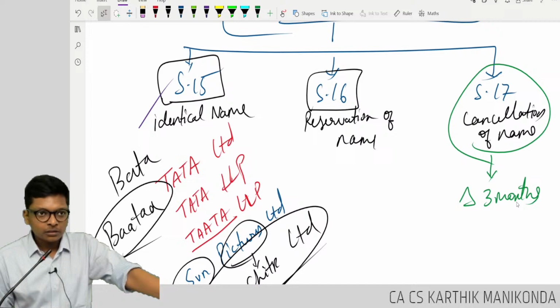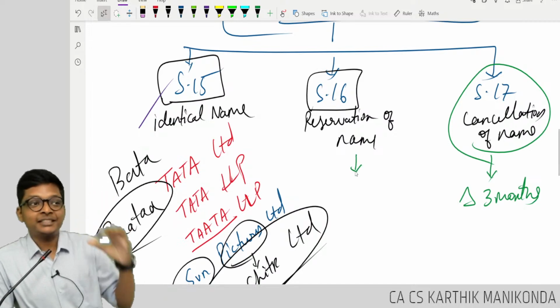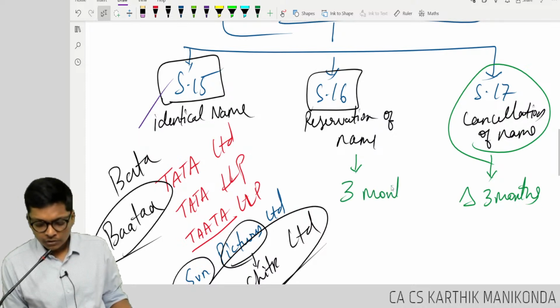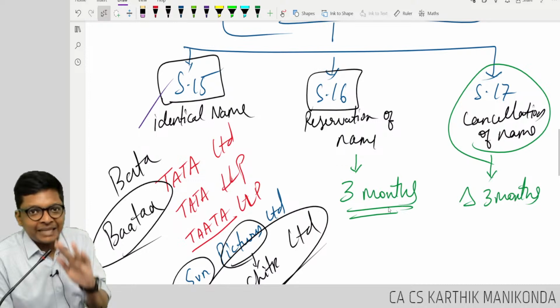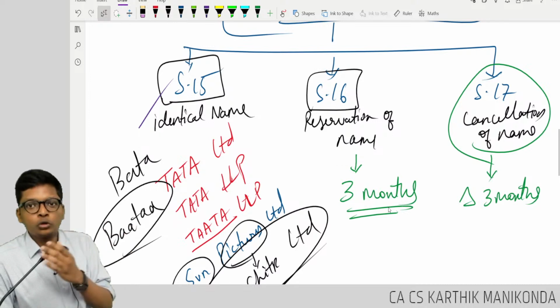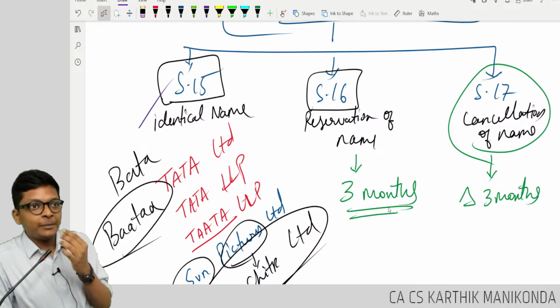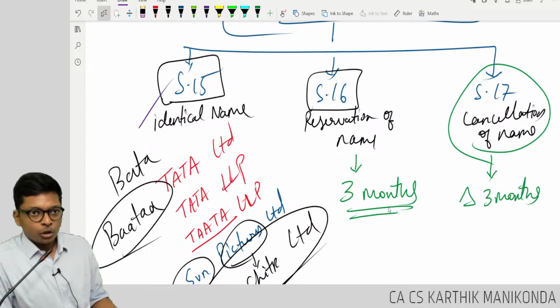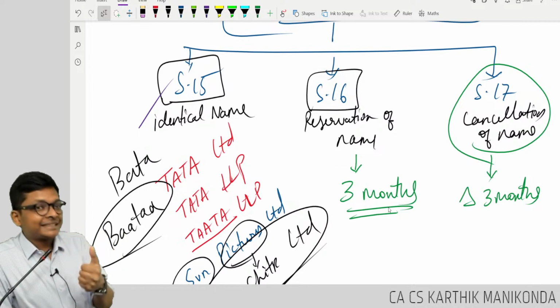Are you following? Reservation of name. What is reservation of name? Like they're putting that kerchief, that name also is reserved for 3 months. In the Companies Act, the time limit is different. For those who remember, what is the reservation of name in the Companies Act? New company, 20 days. Correct? 20 days. Old name means change, 60 days.